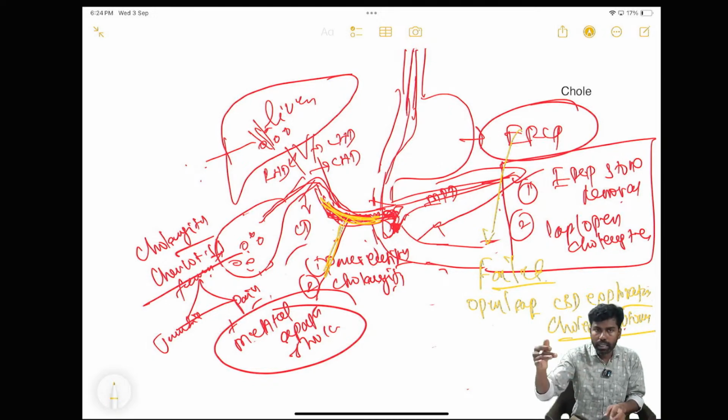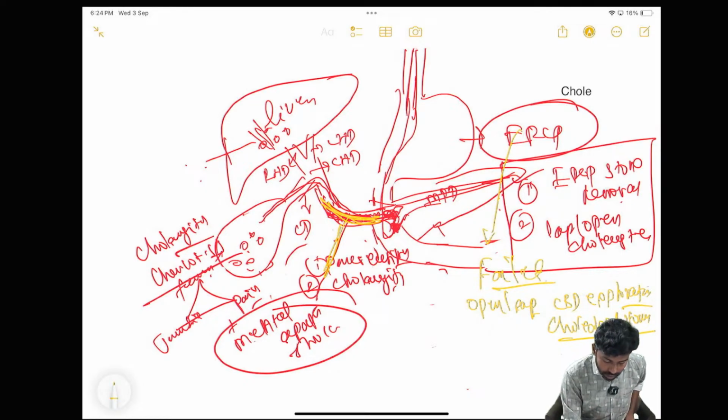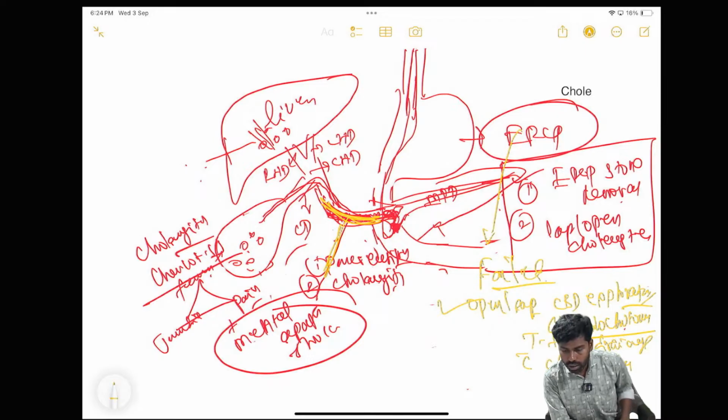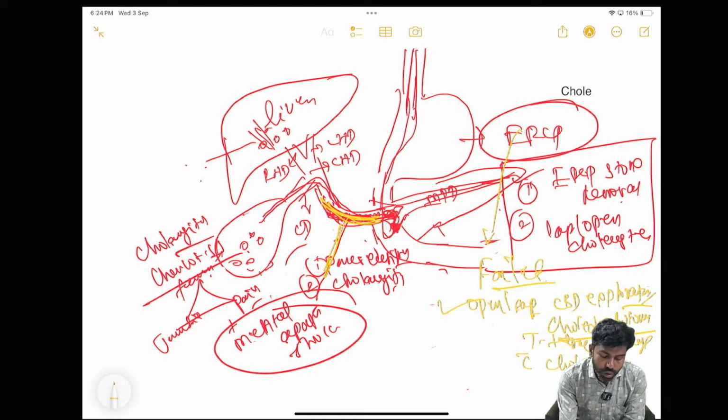So you are keeping your tube inside. How should the tube be placed? It comes out at the bottom, outside. So that is called T-tube insertion. But the treatment is open or lap and CBD exploration or choledochotomy with T-tube drainage with cholecystectomy. Remove the stone. So this is the absolute indication. When will you have the absolute indication for choledochotomy or CBD exploration? That is the palpable CBD.